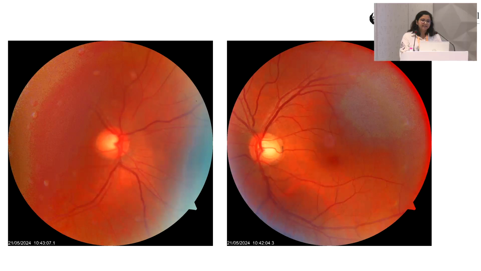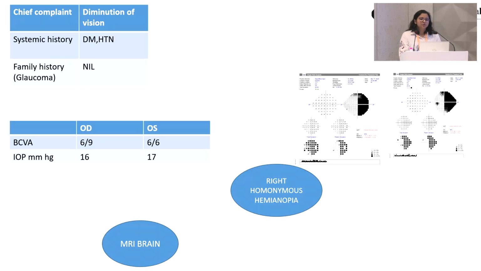So when we dilated the fundus and looked, in left eye, there was cup disc ratio 0.6 with slight temporal pallor visible. So the diagnosis, as we could see in visual field, was right homonymous hemianopia. MRI brain was suggested to the patient, and a hematoma was found to be present in his brain.